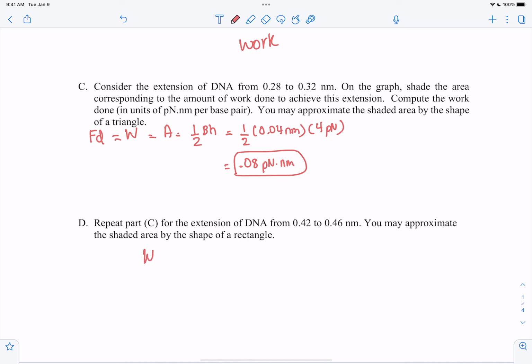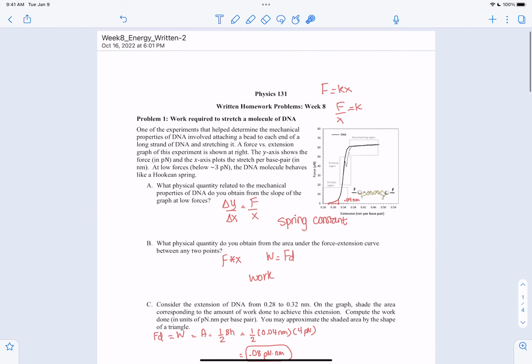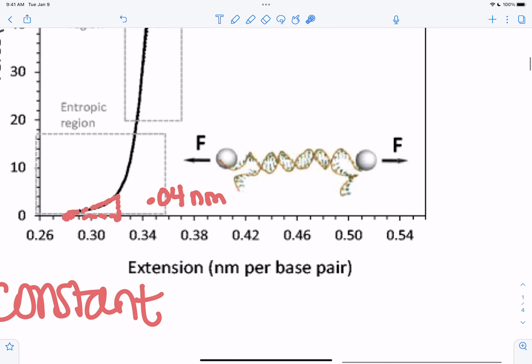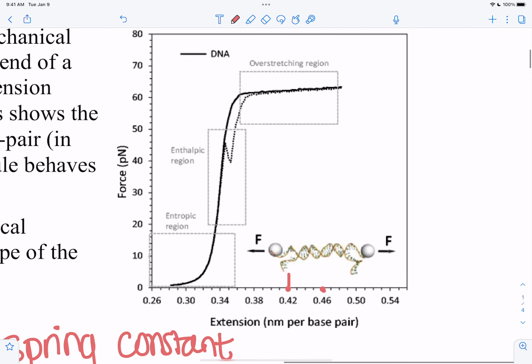So we know that once again, work is the area. So that's half base times height, right? So that's half. And our base, you're going to remember, is the change in that distance right there. So that's another 0.04 nanometers, right? Now we just have to figure out what's our height. So for our height, from 0.42, let me erase this real quick, 0.42 to 0.46.